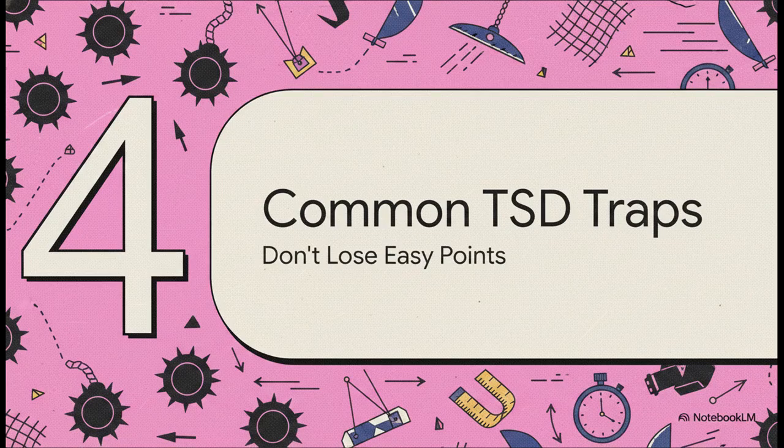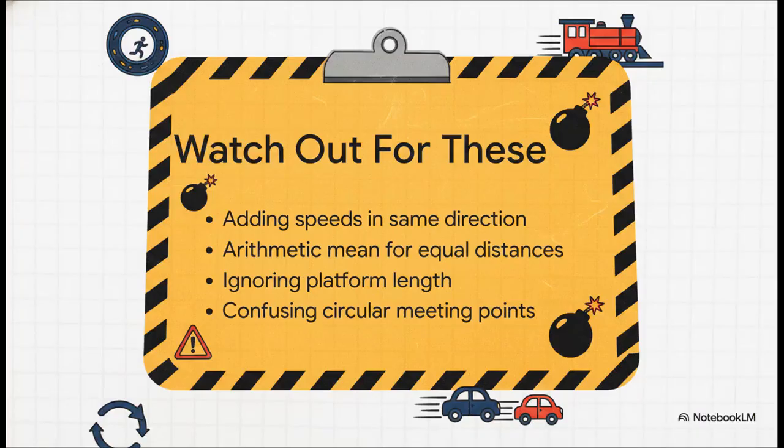Let's hit part 4, avoiding common TSD traps. We are not losing easy points today. Now that you have this whole arsenal, you need to navigate the minefield. The test makers know exactly what assumptions you're going to make, so keep a really sharp eye out for these false assumptions. Mistakenly adding relative speeds when objects are moving in the same direction is a huge one.